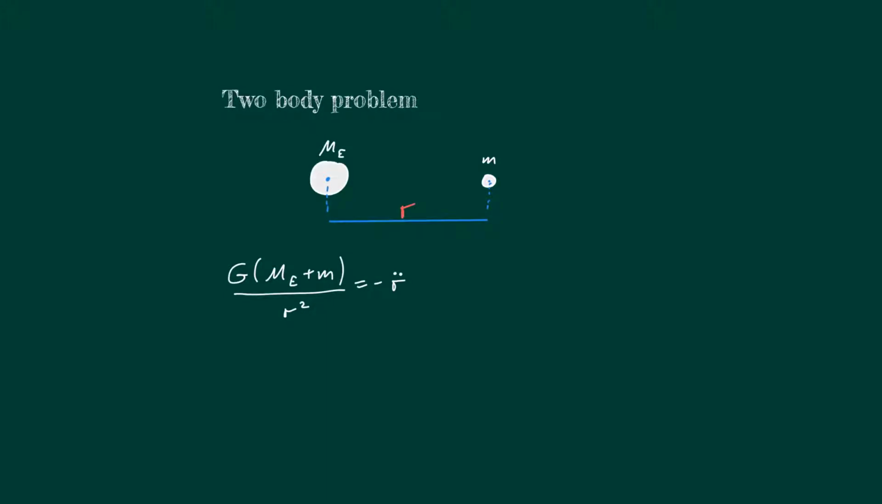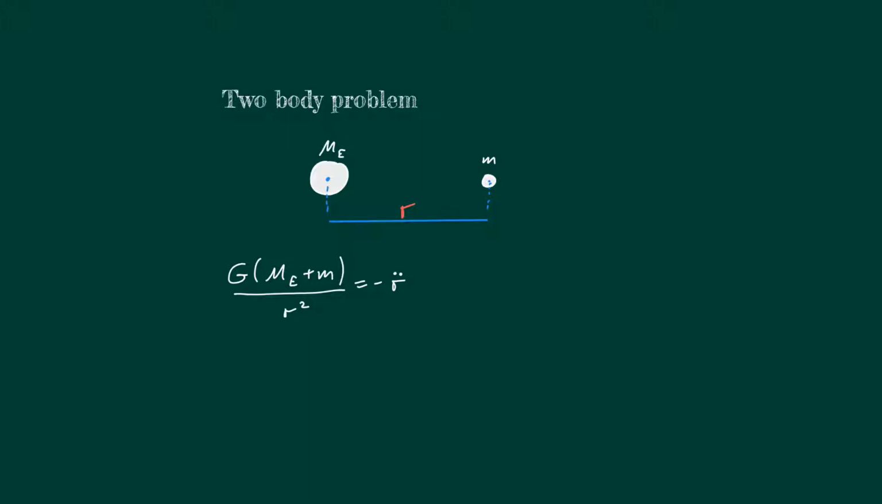In my last video, which is called Do All Objects Fall at the Same Rate, I tried to derive under which assumptions all objects fall at the same rate and how the exact result looks like. And I derived in this video this differential equation, which is basically the two-body problem.